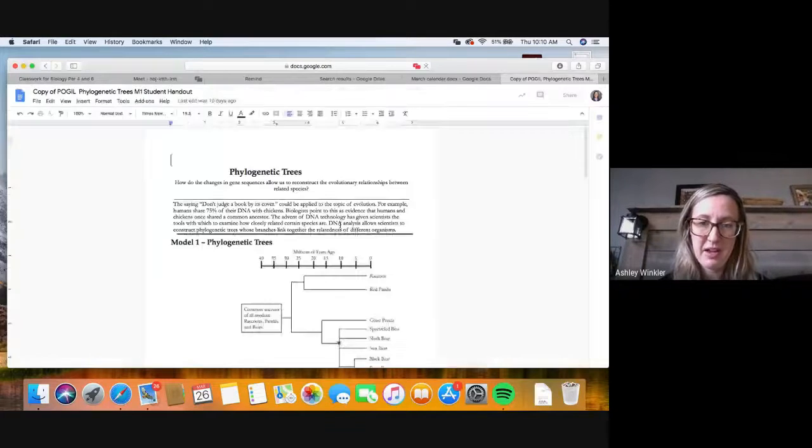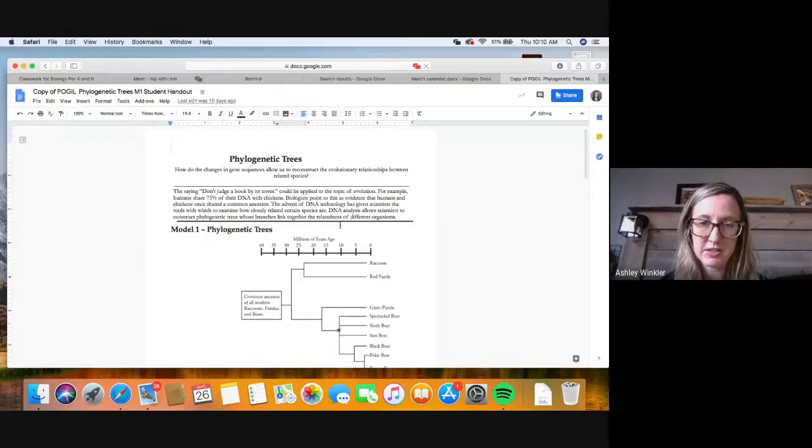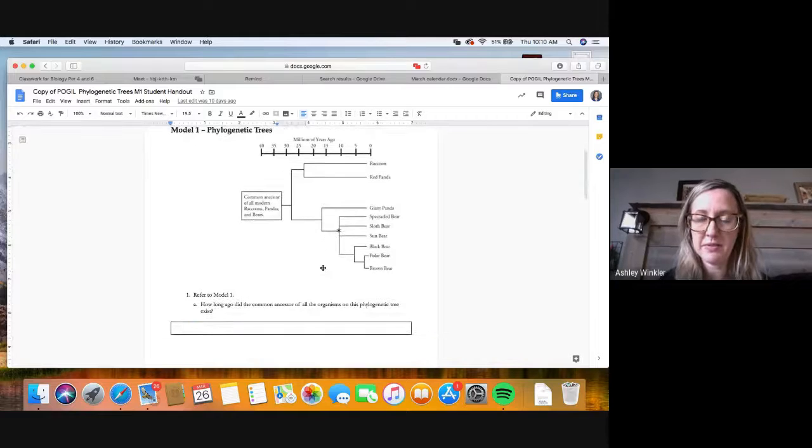Okay. I actually really love phylogenetic trees. When you're looking at these, again, this is a way of looking at relationships amongst organisms and their common ancestry. So every single time you see this line right here, they're telling you this is a common ancestor of all modern raccoons, pandas, and bears. So this means that they all share something in common right here.